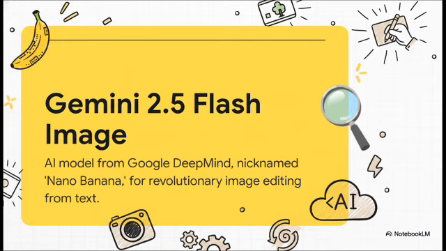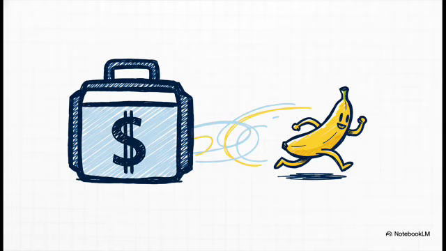So, Nano Banana, what is it really? Well, that's just a nickname. The official name is Gemini 2.5 Flash Image, and it comes from Google DeepMind. The whole point of it is to let you do these ridiculously complex photo edits or even create whole new images just by typing out what you want. It's that simple. And trust me, this is a huge deal.